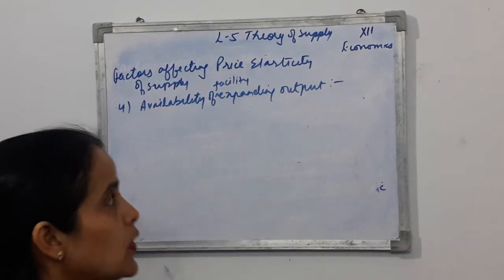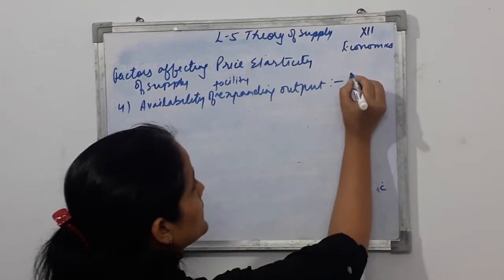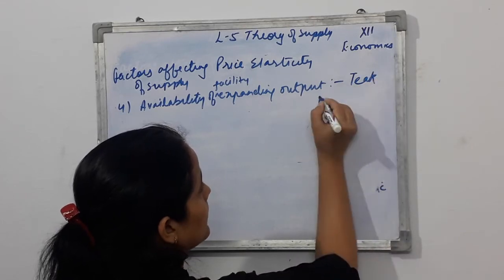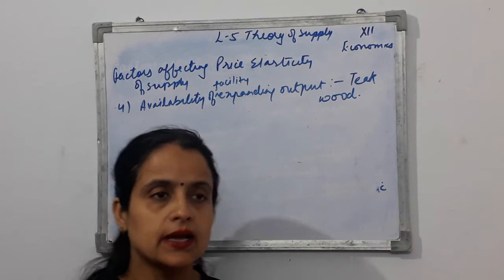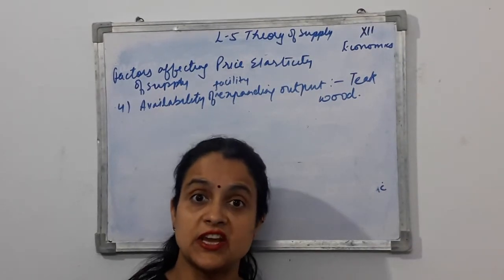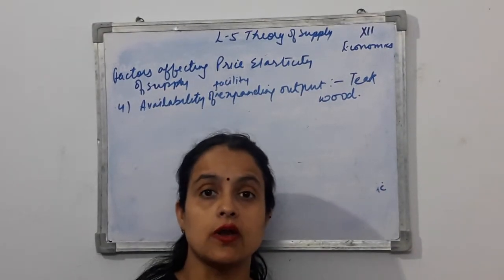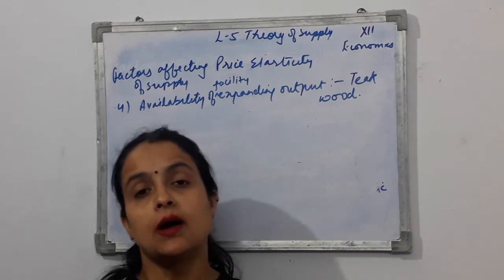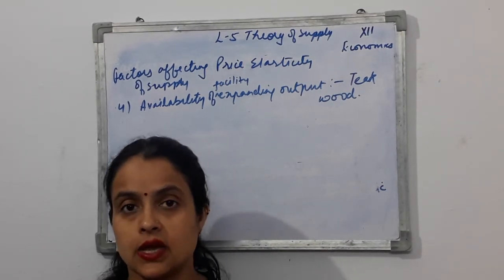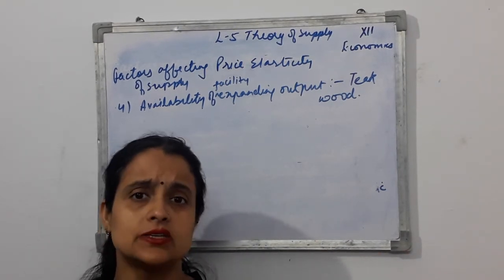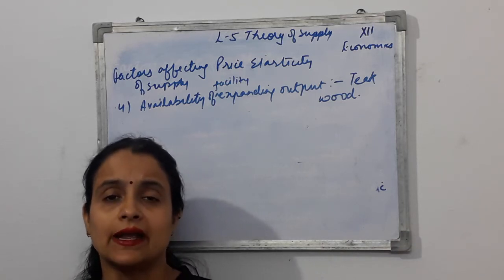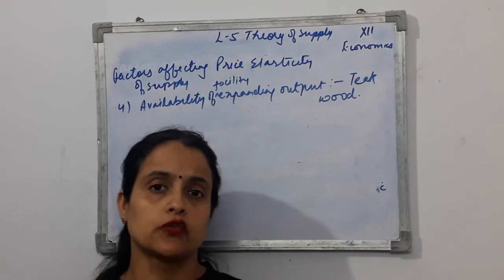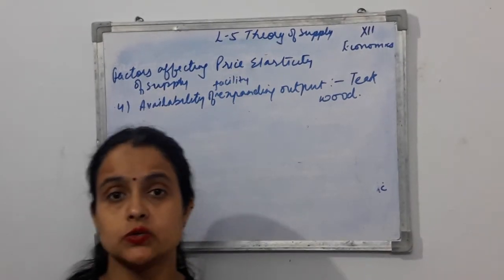Now we can take an example of teak wood. Teak wood is a kind of wood which takes a very long gestation period to grow and get mature, so that it can be used for the making of furniture and other things. So teak wood takes around 9 to 10, 12 years to grow, so that it is ready for cutting, and we can make furniture out of it, because the teak wood furniture is very famous the world over.